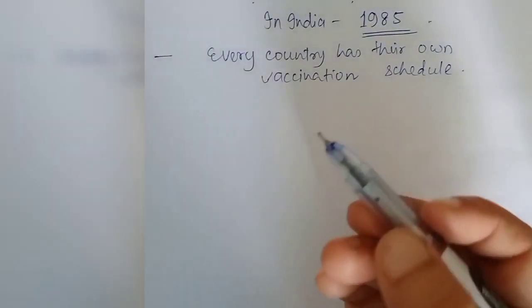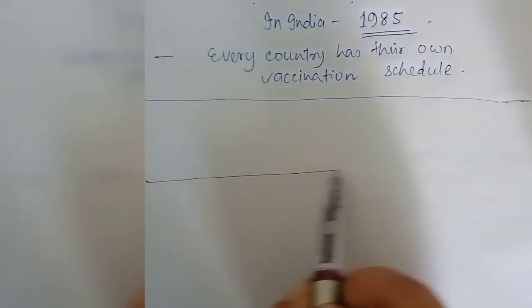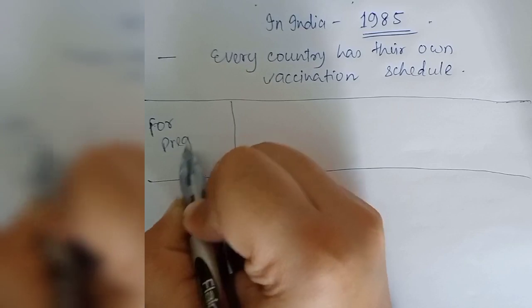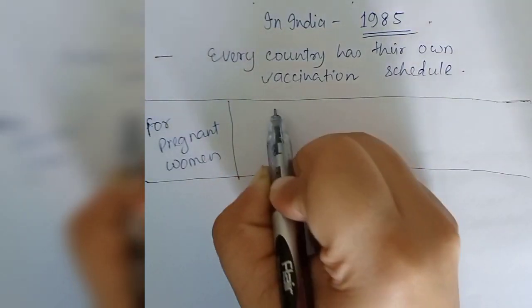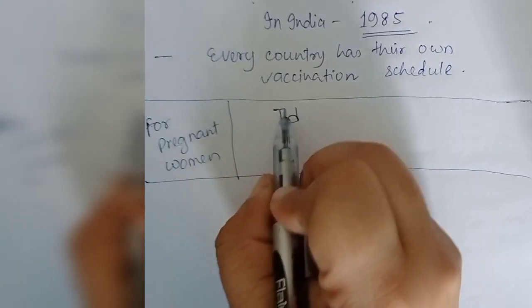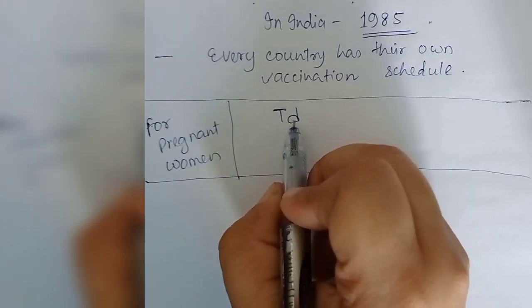Now coming on to the various vaccines we have. For your easy understanding, I divide the vaccines into three parts. First of all, for pregnant women. For pregnant women, there are mainly three vaccines. First of all, TD. We all know TD. TT was replaced by TD. Previously it was only for tetanus; now it includes diphtheria also. So it is the tetanus plus diphtheria vaccine.